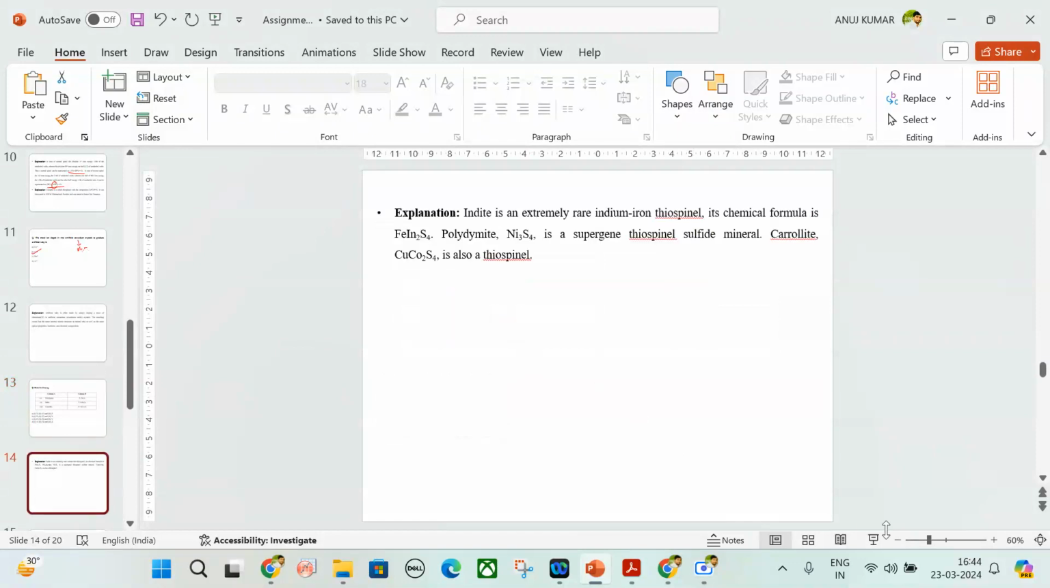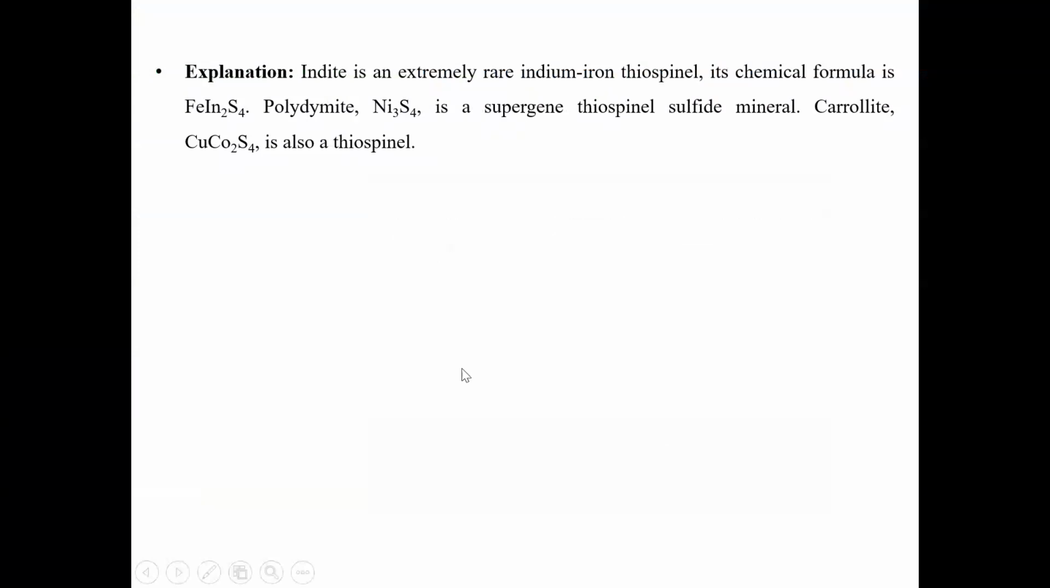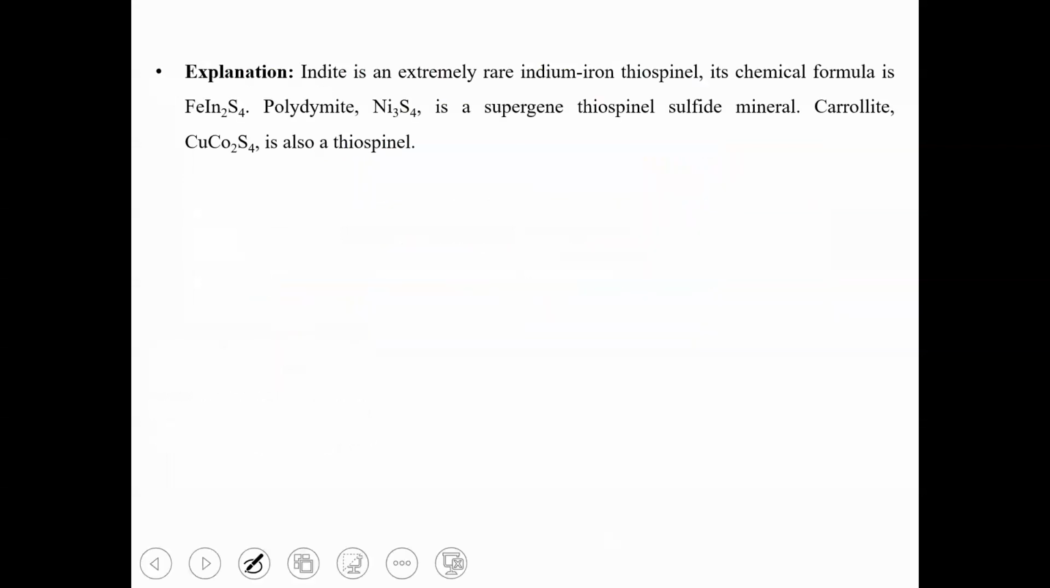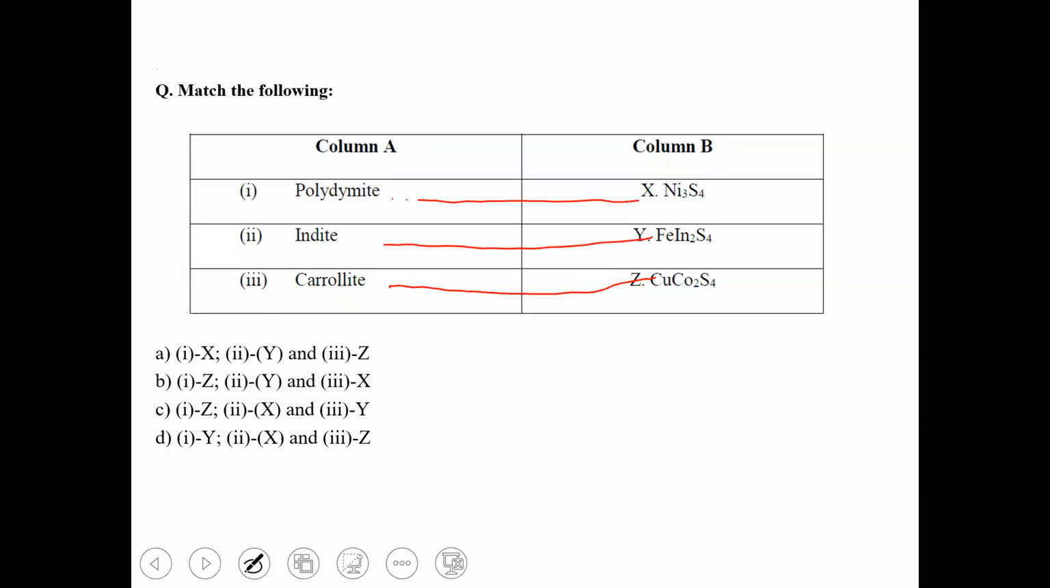Okay. So here is the explanation. Indite is an extremely rare indium iron thiospinel. Its chemical formula is this one. And polydymite, that is Ni3S4, is a supergene thiospinel sulfide material. And carrollite is a mix of metals, that is copper and cobalt. All are thiospinels. Okay. So the carrollite will be this one, indite will be this one, and polydymite will be this one. So X, Y, and Z. This sequence will be the right one.